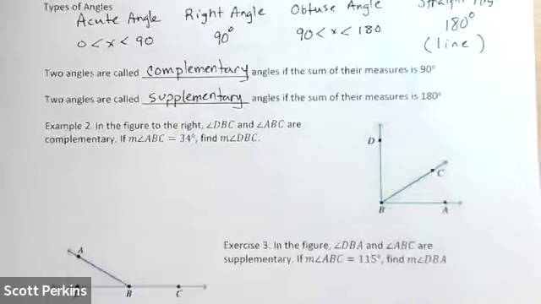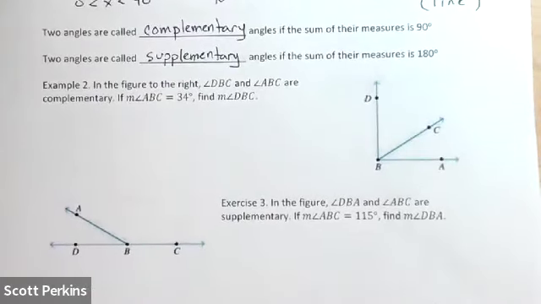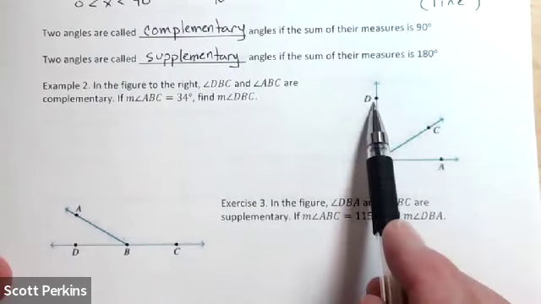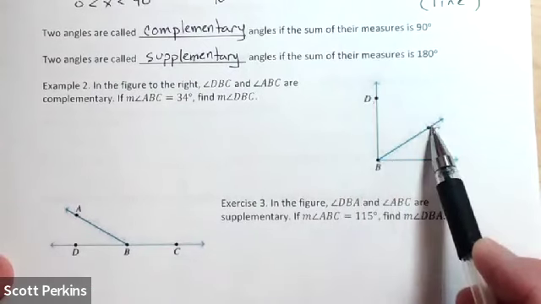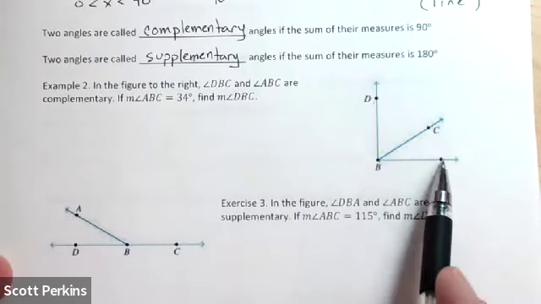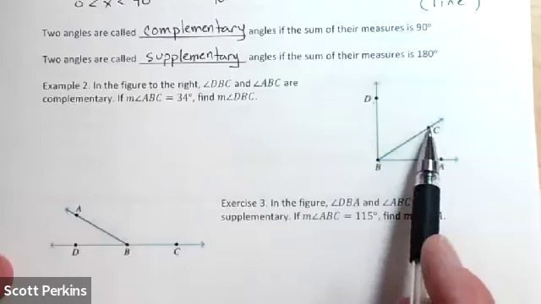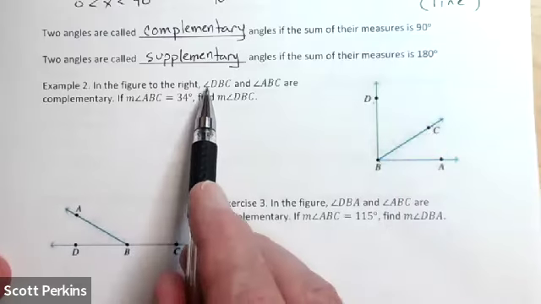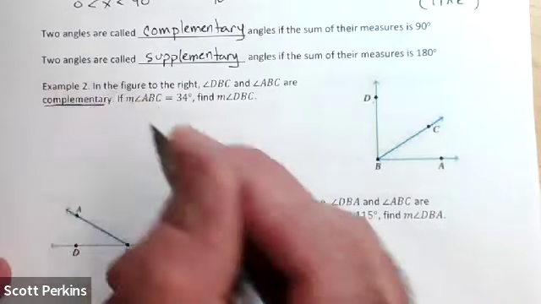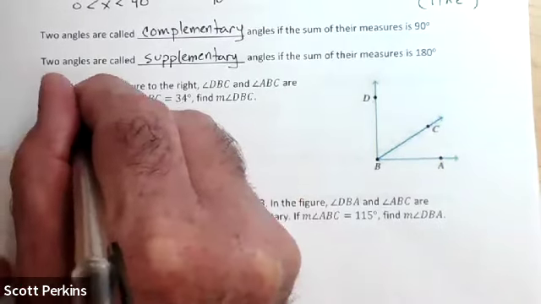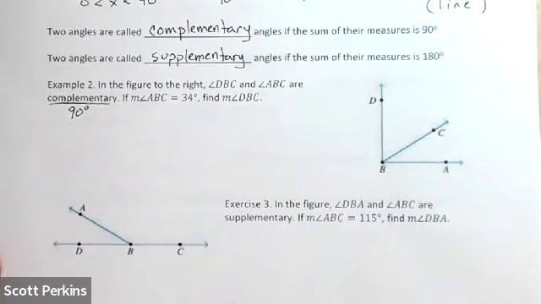So here's my example right here. Example two, in the figure to the right, angle DBC, so D right here, and B is the vertex, and C going out here in the middle, and ABC, so A is down here, and B, and then C is the same ray. So DBC and ABC are complementary. Complementary, remember, means they add up to 90 degrees. I'm just going to make that little note so I don't forget.